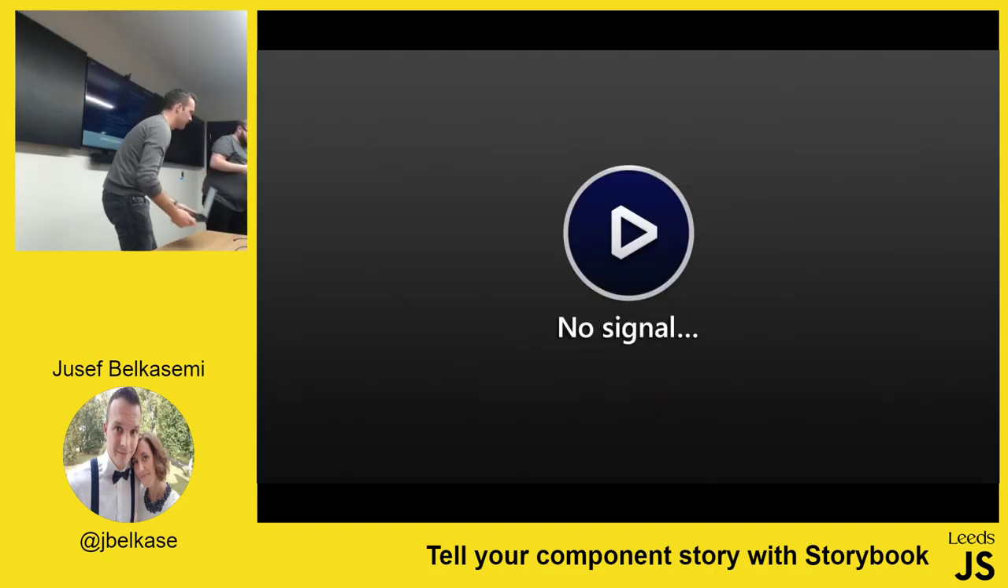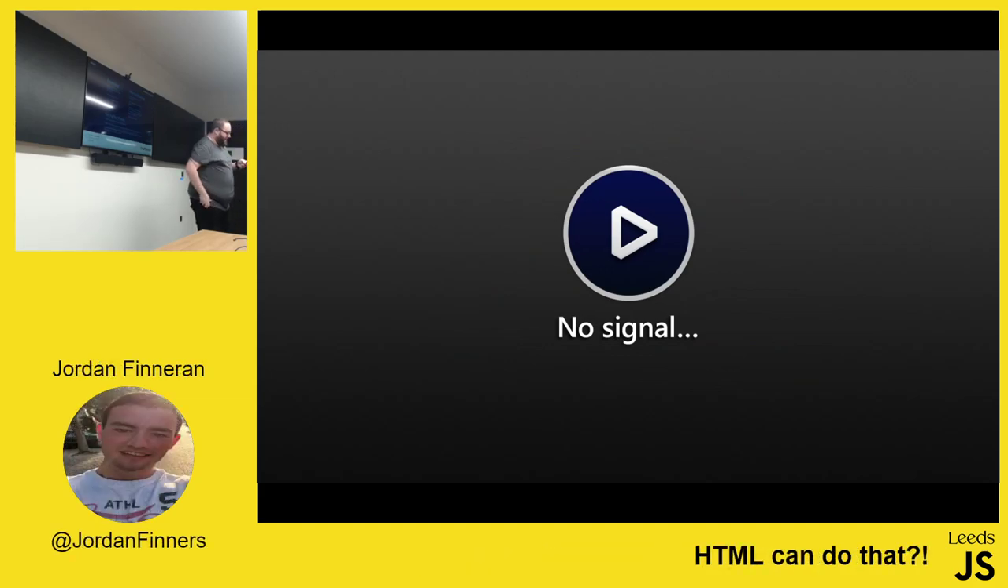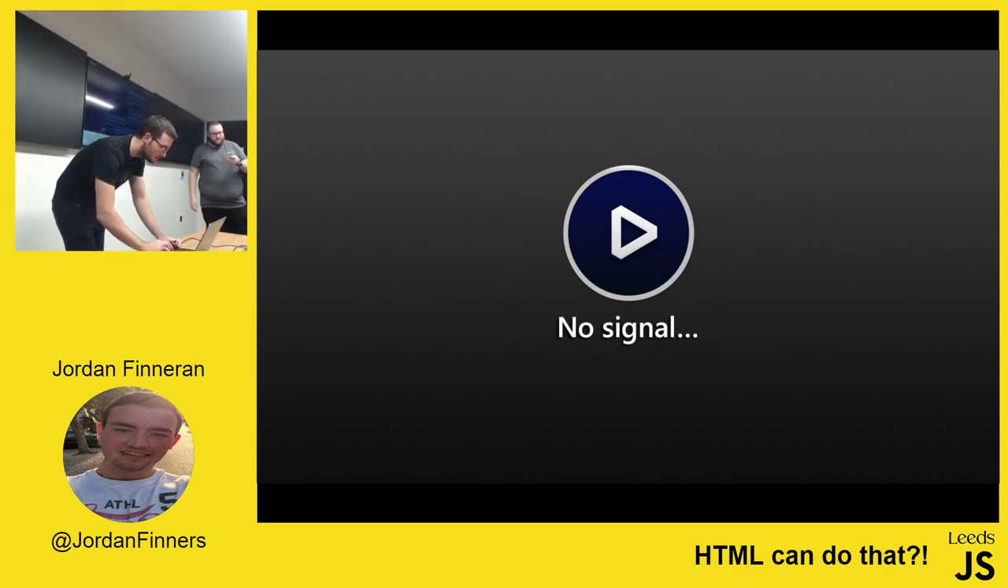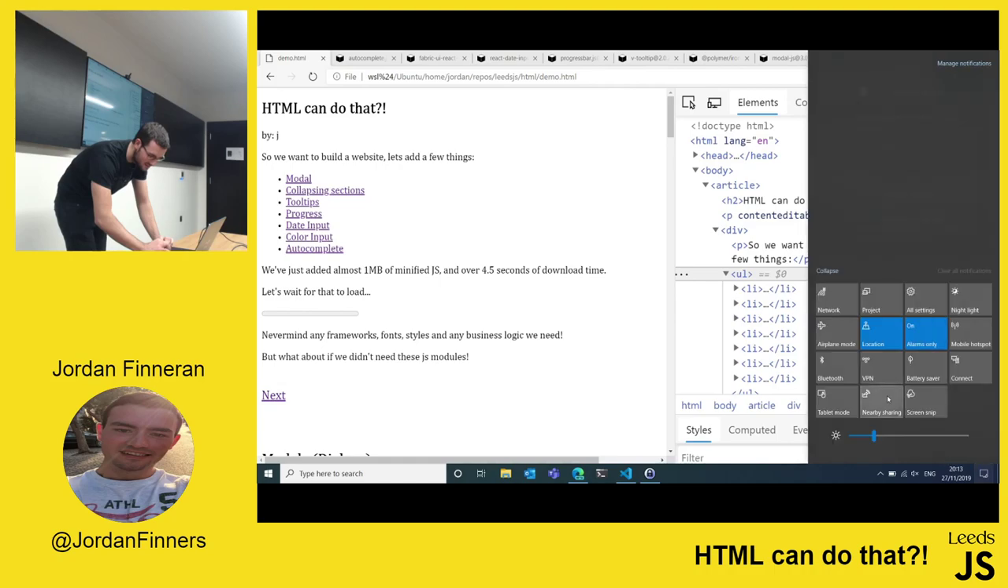Cool, thank you very much, Yusuf. So for our final talk of 2019, we have Jordan Finneran. I got the year right. Jordan is a data engineer at the Data Sheds, and he's going to be telling us about the bits of HTML that mean we don't necessarily need JavaScript, which is a controversial subject at a JavaScript meetup. But we have to be responsible with JavaScript. So take it away, John.